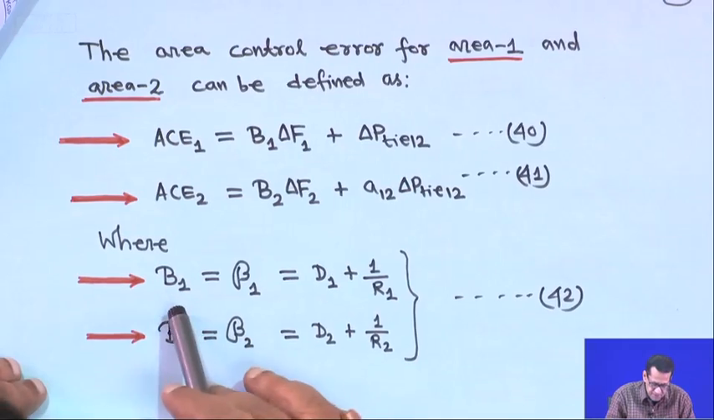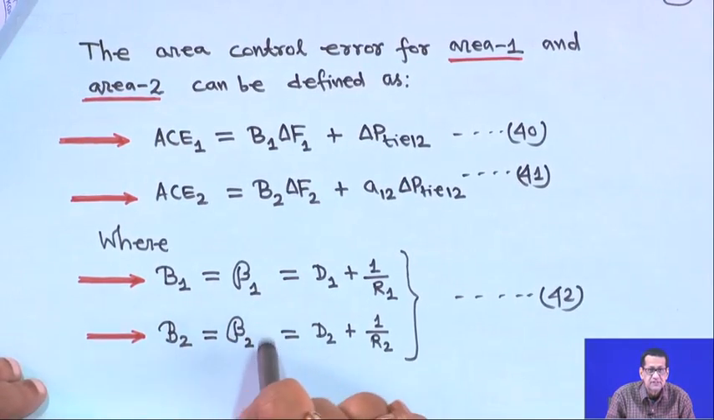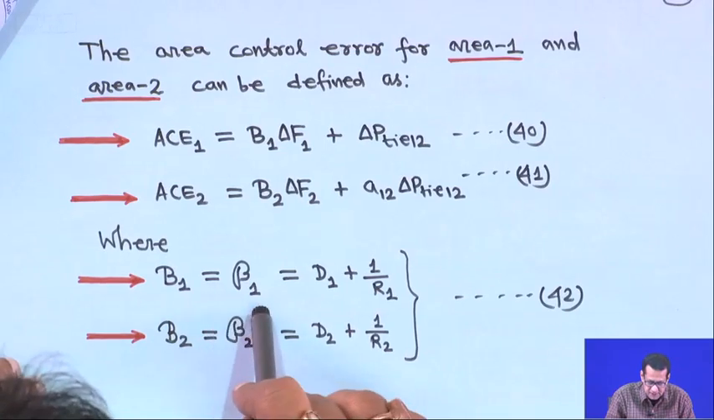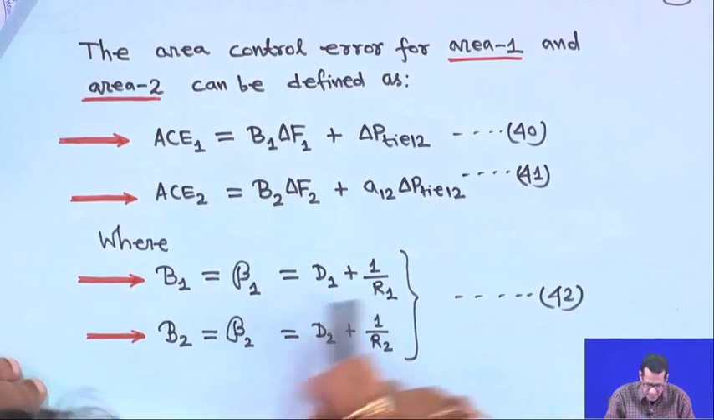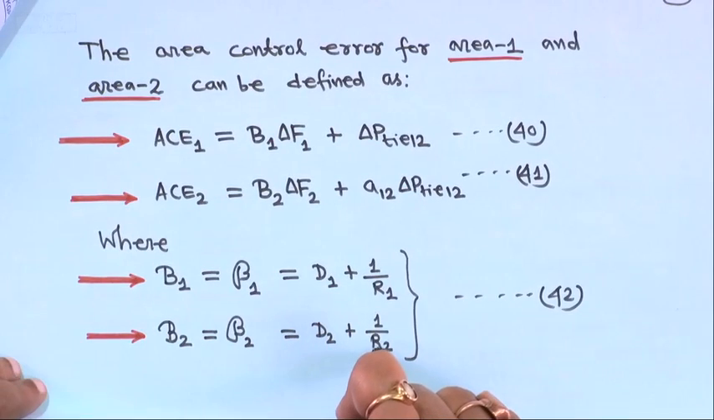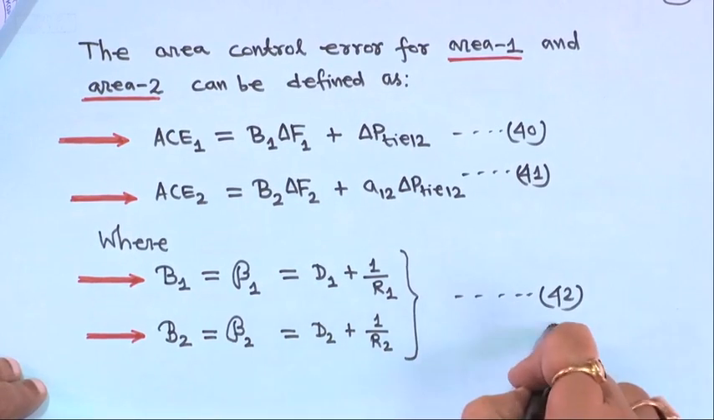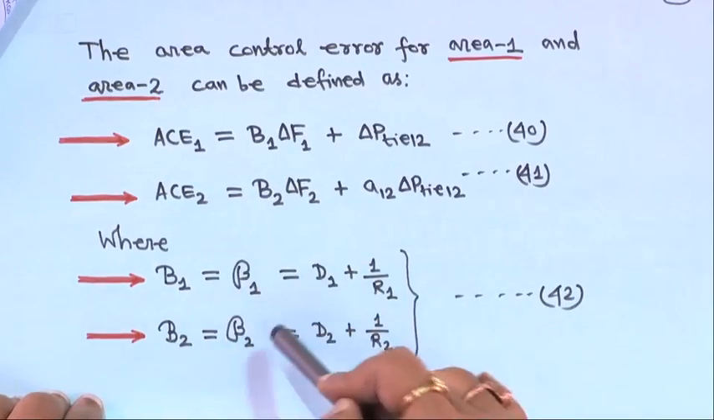Now, where B1 is equal to beta 1 and B2 is beta 2, we call them the frequency response characteristic. That is, B1 is equal to beta 1 is equal to D1 plus 1 upon R1 for area 1, and B2 is equal to beta 2 is equal to D2 plus 1 upon R2, this is for area 2. This is equation 42, right. So, this is actually the B1 and B2 value.